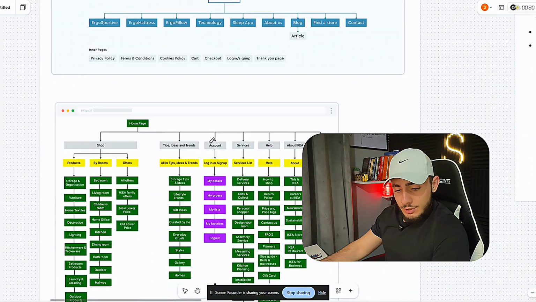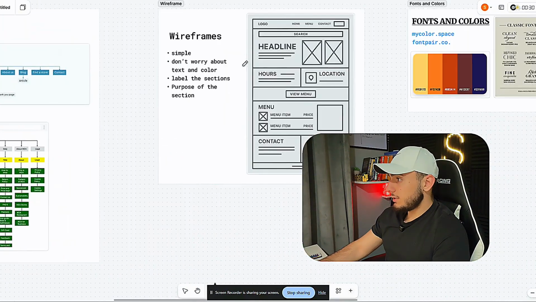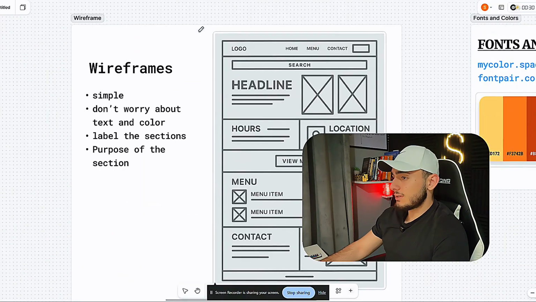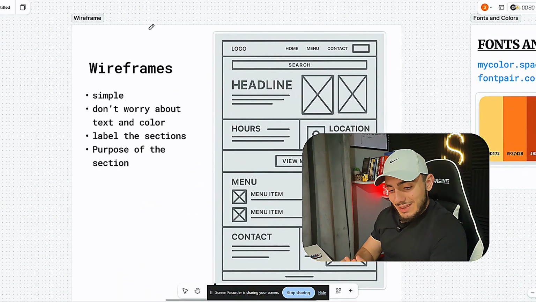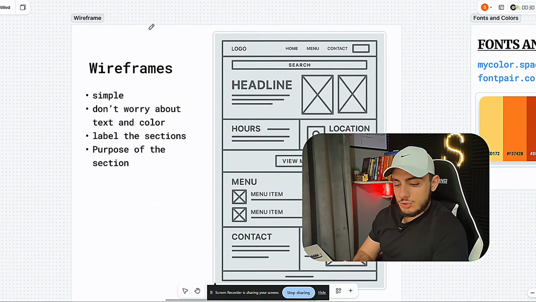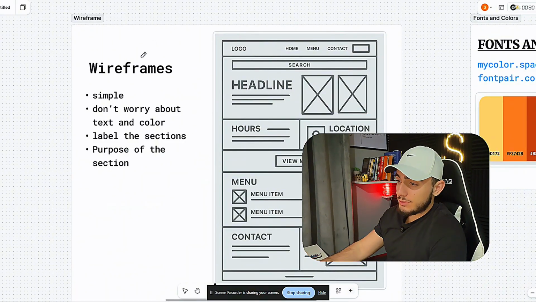Now, after we finish with the sitemap, we go into the wireframes. And for the wireframes, don't overcomplicate it. Just have a simple wireframe with sections that you're going to have, and then also label those sections.